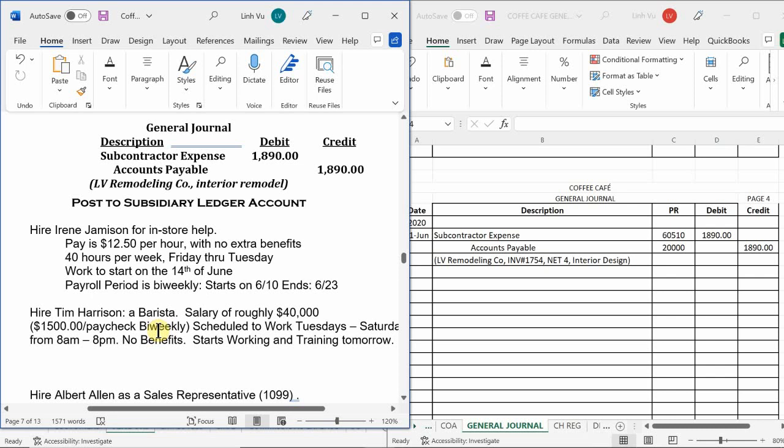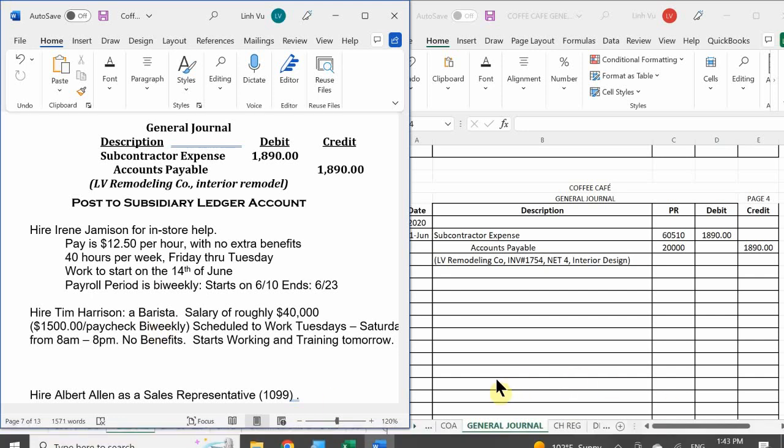We hired her for in-store help. We're going to pay her $12.50 per hour with no extra benefits. She is subject to work 40 hours per week, Friday through Tuesday. And of course, the week that she starts on is going to be the 14th of June. So that means she's going to start this upcoming Friday. And of course, payroll period is bi-weekly, which started on June 10th and ends on June 23rd. That's just a little heads up information.